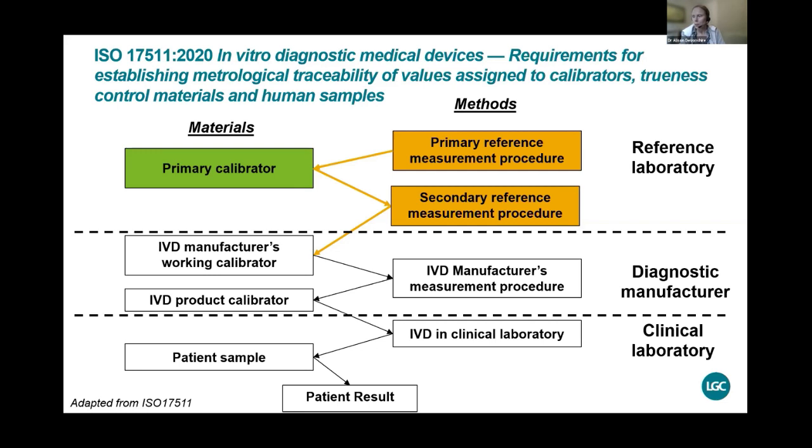So primary reference measurement procedures are going to be important, I think, in translating some of these approaches into the molecular diagnostic space. These primary calibrators and primary reference measurement procedures are an area which is supported by reference laboratories and national measurement institutes like the National Measurement Lab where I work. And these are applied then to the IVD manufacturers' calibration systems and underpin the traceability of the final patient result.